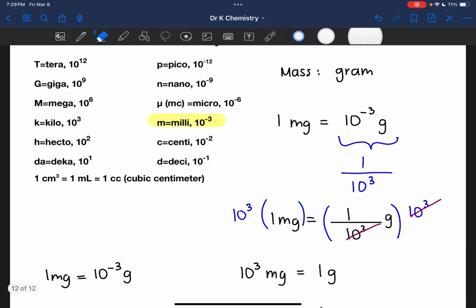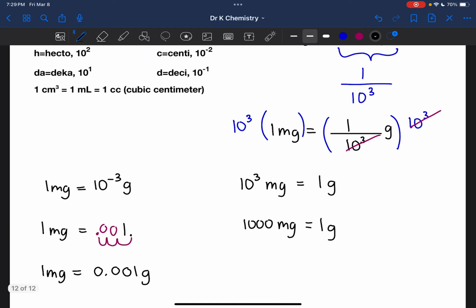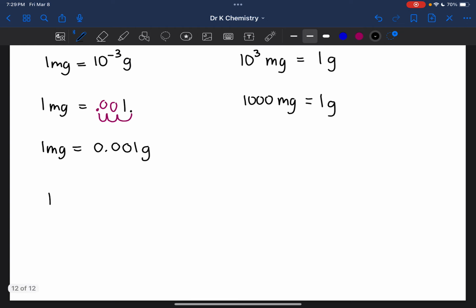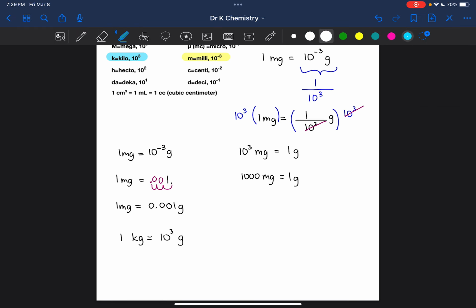Let's try this with kilograms. Going to use a unit of grams. Let's say we're still working with mass, but now we want to explore the kilo. So 1 kilogram is going to be equal to 10 to the positive 3 grams. And that just comes from the prefix of kilo. Kilo means 10 to the positive 3. So that means 1 kilogram is equal to 10 to the positive 3 grams.